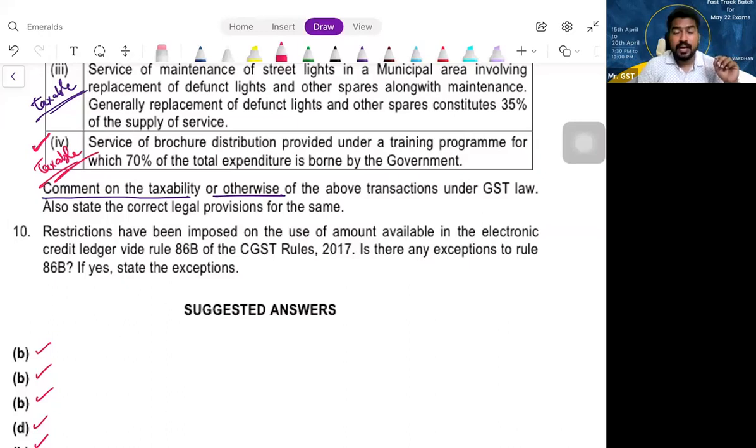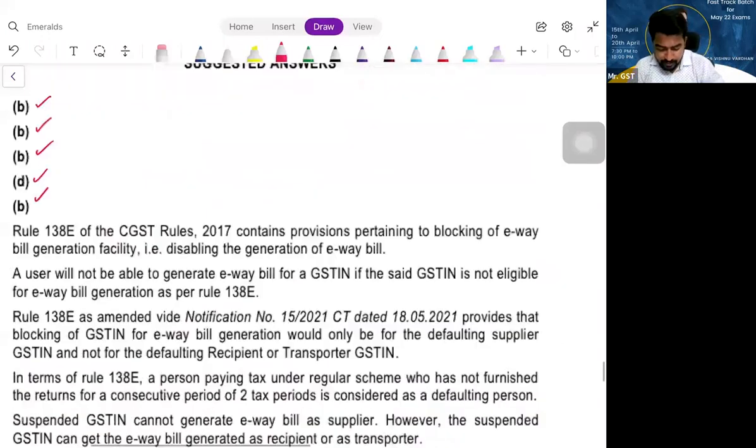Next, amendments. We have seen amendments. Government department, local authority, statutory bodies, a specified person. For government departments or agencies or local authorities or statutory bodies, this Rule 86B is not applicable. Clear? So that's the story there. This is the answer for you.